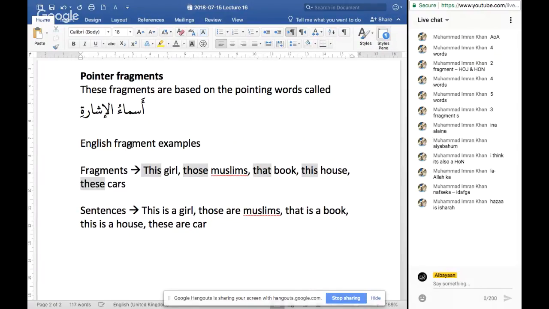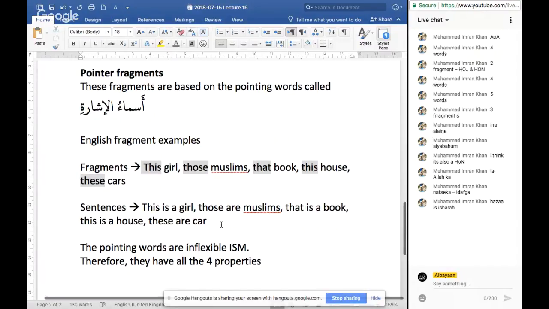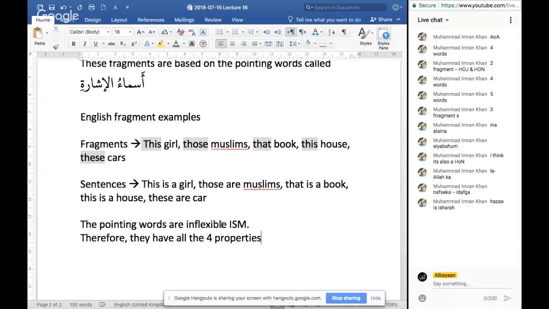Just keep in mind that pointing words are normal inflexible isms, okay? The pointing words are inflexible isms. Therefore, they have all the four properties. They are inflexible isms, and they have all the four properties. So we must be able to tell the status, number, gender, and type for all the pointer words, inshallah.